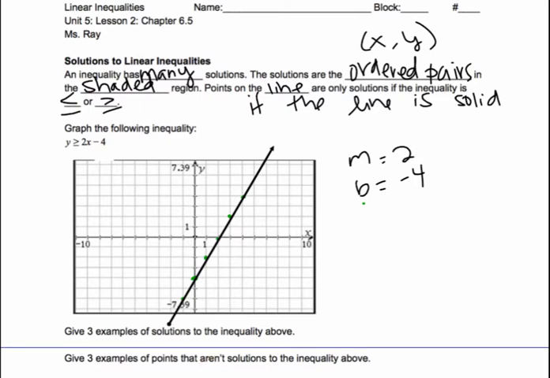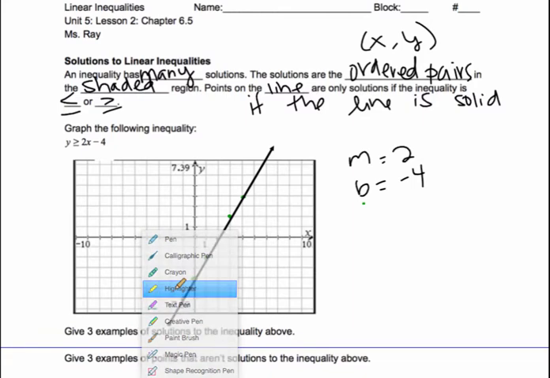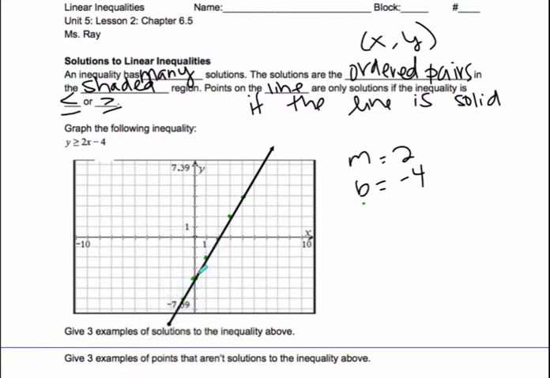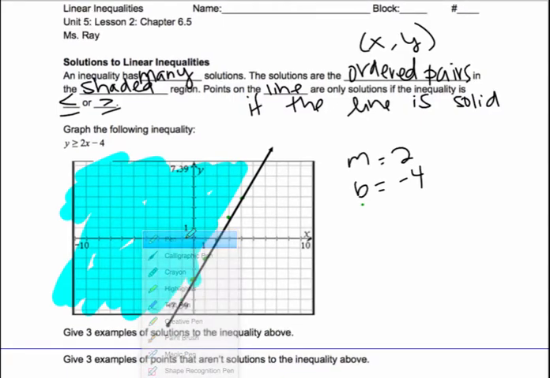So now I need to shade. Where am I going to shade? Greater than, I'm going to shade above. So I'm going to go to my y-intercept and I'm going to go up. This is the side that I'm going to shade. So all of this shaded region represents solutions to this inequality. Now, let's talk about exactly what we mean by that. It says give 3 examples of solutions to the inequality above.